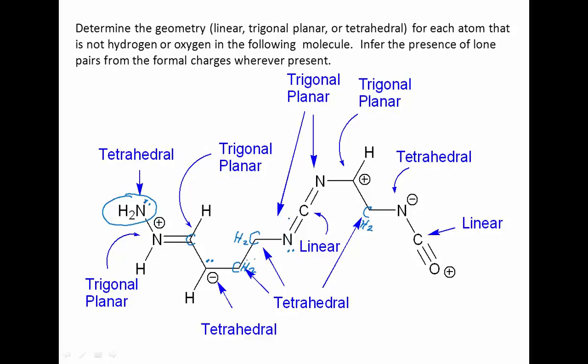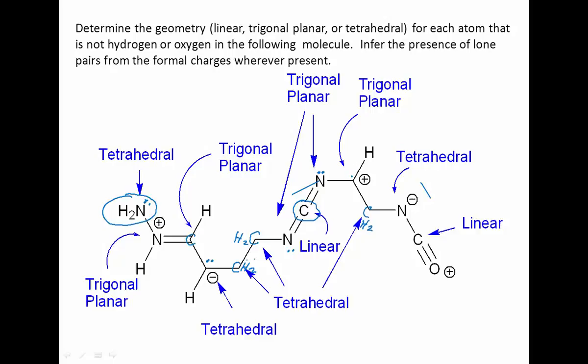And this one would be trigonal. Okay, this nitrogen here looks exactly like it, so it's also trigonal. Okay, this carbon here looks like the carbon of CO2. Again, there's no lone pairs, and two nitrogens attached to it, so it would be linear.